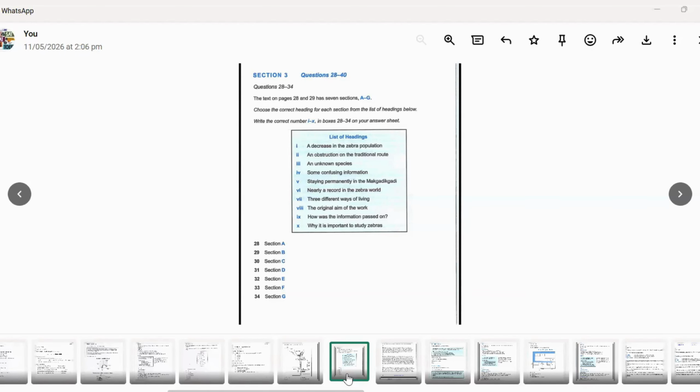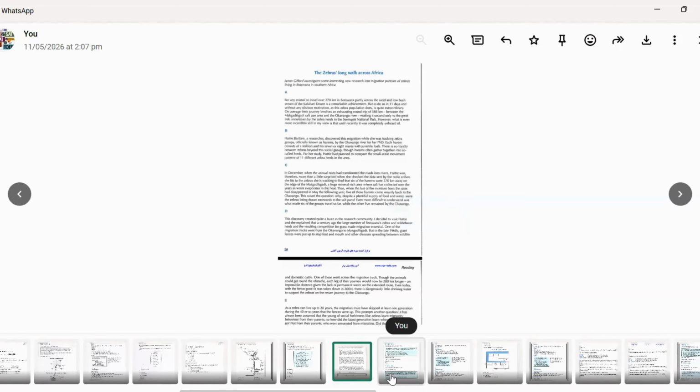a list of headings like this, and they will come in Roman numerals. I, V, and so on like that. Okay. Now, I want to show you the second one that has to do with still on matching headings. You can see the second one here now. Each of the paragraphs will be lettered. Anytime you see a structure like this, just have it in mind that this is called matching heading question, and it's very common to both academic and general training. This is matching heading question. Each paragraph will be lettered.